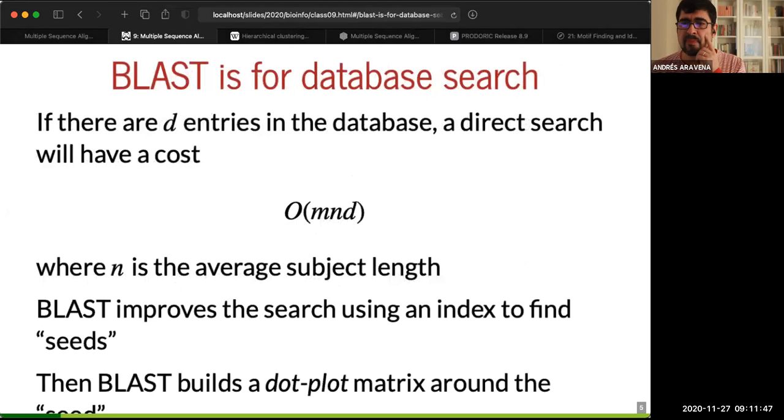Then, BLAST as a tool is only for database search. It's important to know that BLAST, even if called local alignment, is also search.